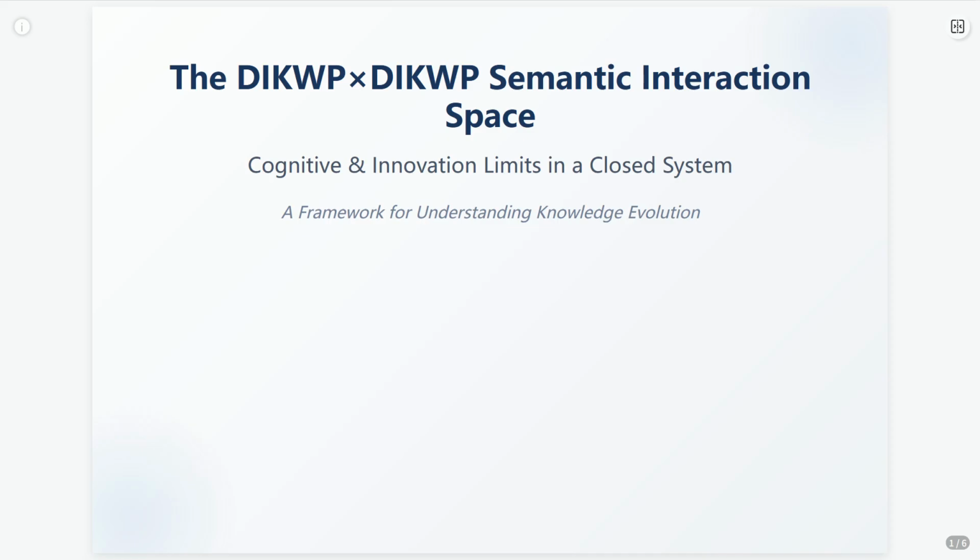Alright, let's dive straight into the deep end. We're talking about the DIKWP times DIKWP semantic interaction space. Sounds complex, right? But what if I told you it's a framework that could explain why some AI systems are brilliant, others are just okay, and none of them can truly think outside the box? That's the puzzle we're cracking today.